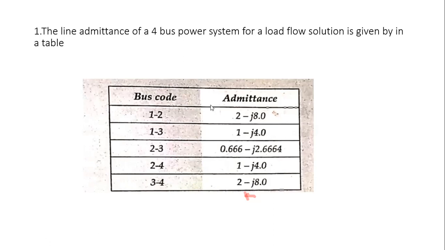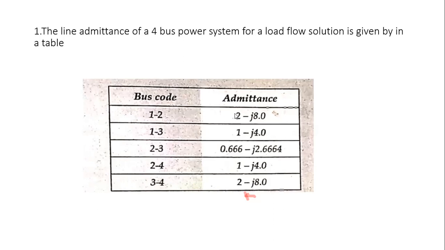This is the given table. In it, the bus codes and the admittance values are given. How many buses are there? We have 4 buses: 1, 2, 3, 4.